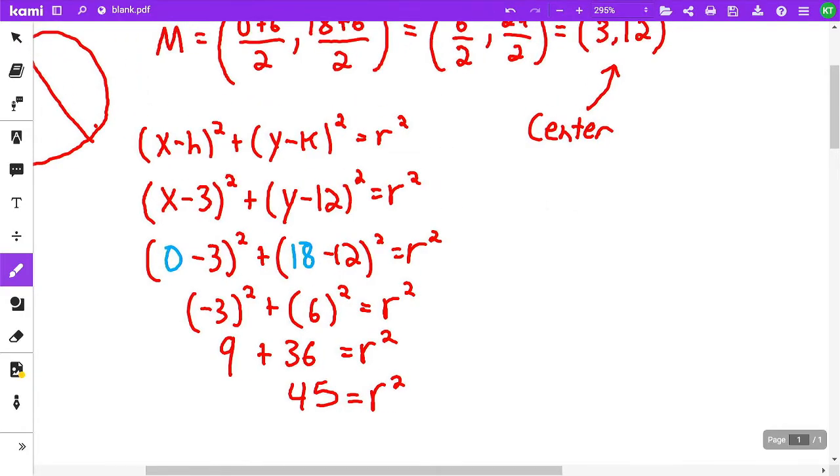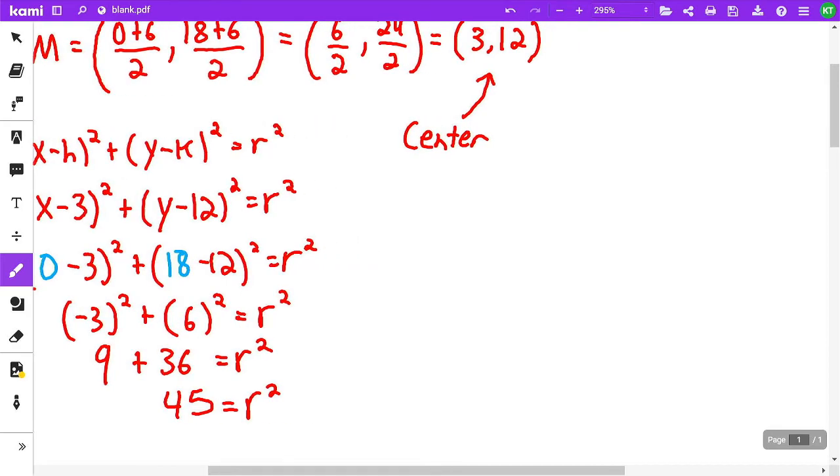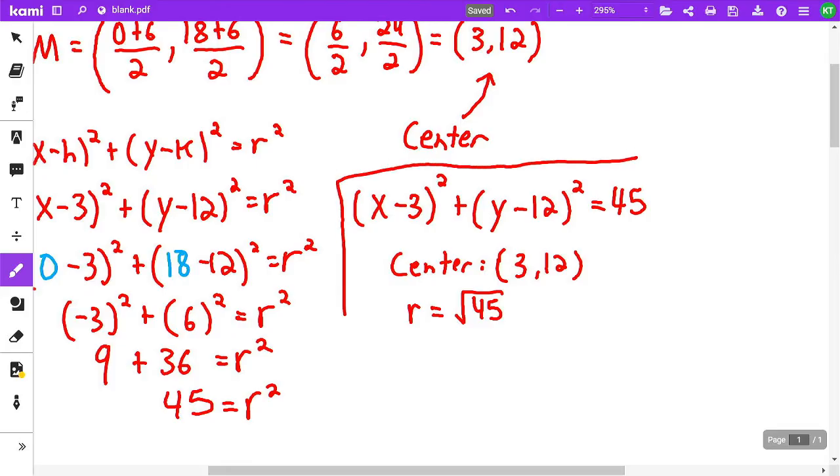So my final answer for this question would be our general form of (x - 3)^2, because 3 is our center, plus (y - 12)^2 equals our r squared, which we said was 45. Now again, if you want to determine what our center and our radius is, our center is going to be at the point (3, 12), and my radius would be equal to not 45, but the square root of 45, because that's an imperfect square. And so that would be how we determine the equation of a circle when given two endpoints that form a diameter.